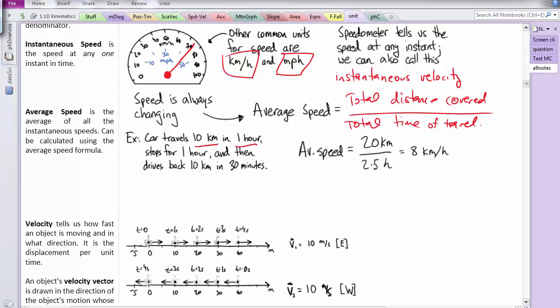For example, if a car travels 10 kilometers in 1 hour, stops for an hour, and then drives back 10 kilometers in 30 minutes, the total distance here is 20 kilometers, and the total time is 2.5 hours. So 20 kilometers divided by 2.5 hours is 8 kilometers per hour. That would be the average speed during this entire trip.